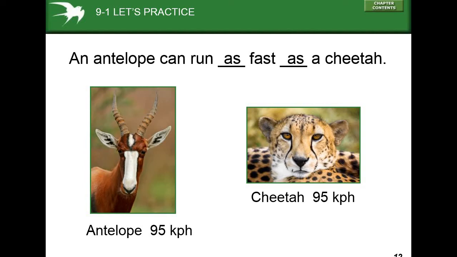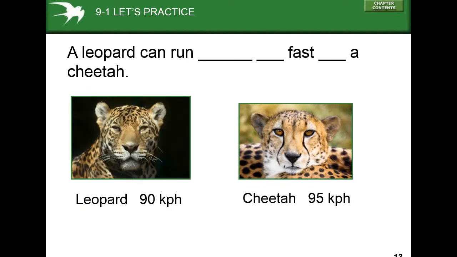A cheetah. Now coming to another sentence. Here again we can see two pictures on your screen. What are they? A leopard and a cheetah. A leopard runs 90 km per hour and a cheetah runs 95 km per hour.